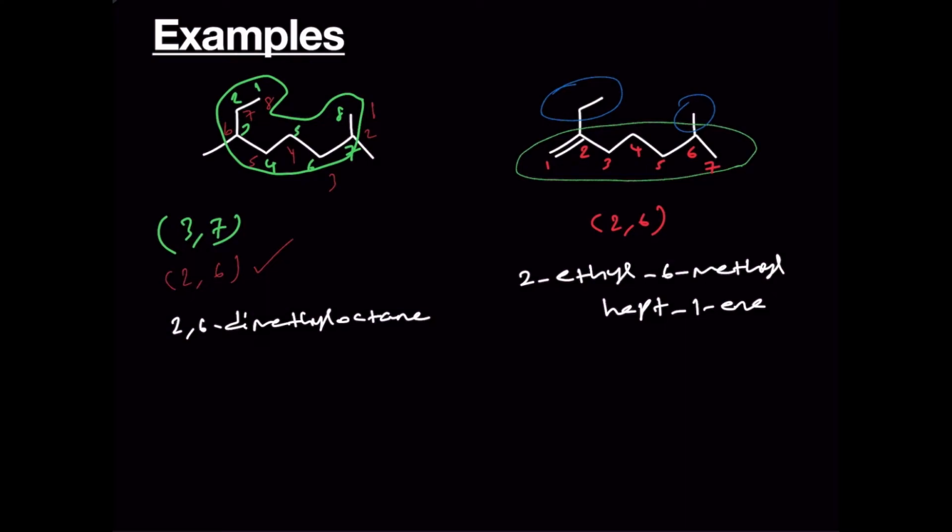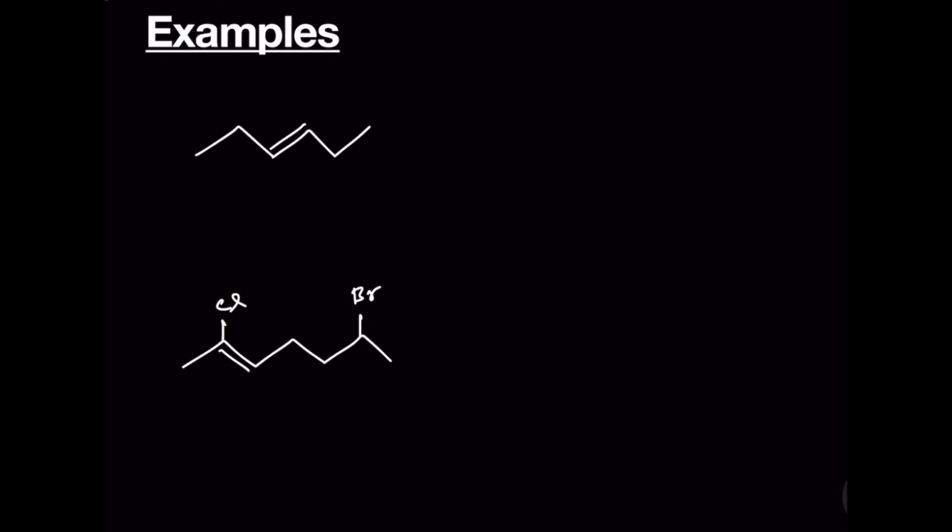Hept-1-ene. That's the correct IUPAC name for this molecule. Let us look at more examples. In the first case, if we do the numbering left to right, then it is 1, 2, 3, 4, 5, 6. We have a 6 carbon chain. So hexene, between 3 and 4 we have the double bond. Even if we do the numbering the other way around, it is still going to be 3 to 4, and therefore this numbering scheme is fine.